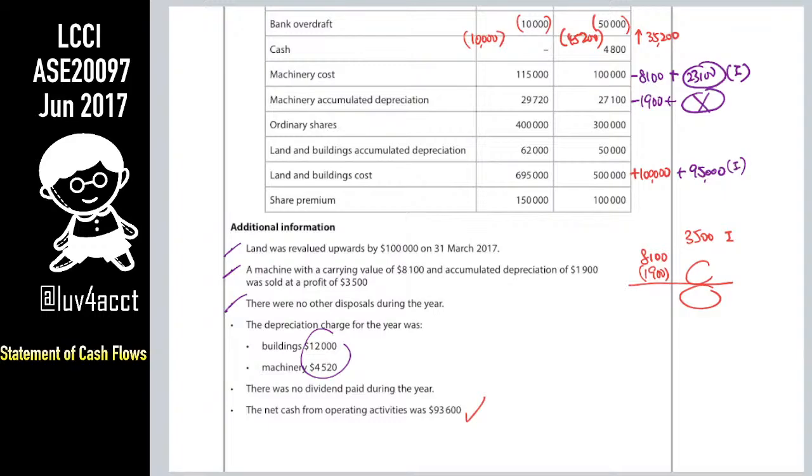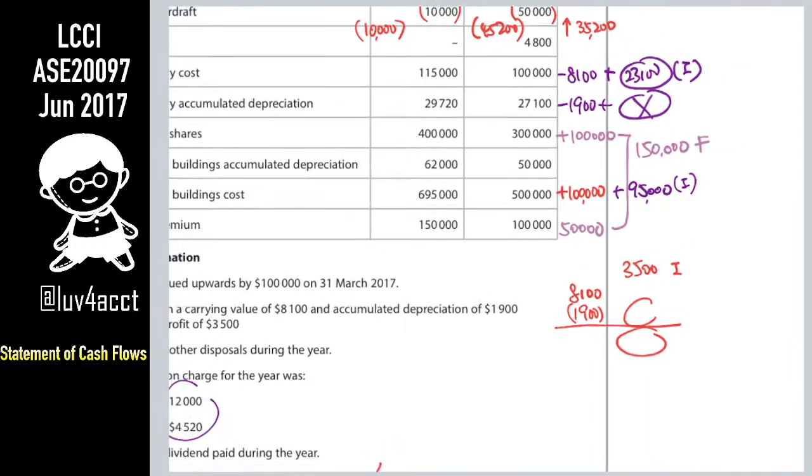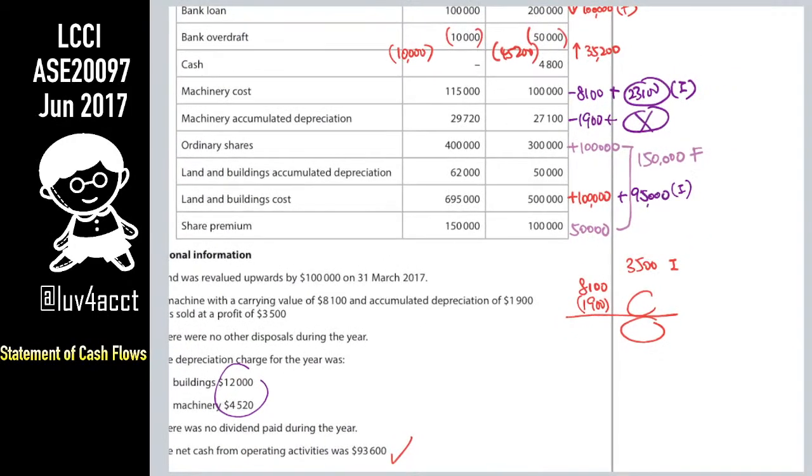Okay, no dividend paid during the year. You are told nothing about the ordinary shares and share premium, so you just calculate the difference. It is 100,000 issue of shares, 50,000, so the two added together is 150,000 for the issue of shares, financing activities, no dividend. Although you are not required to work on depreciation, it's still good to see if it balances.